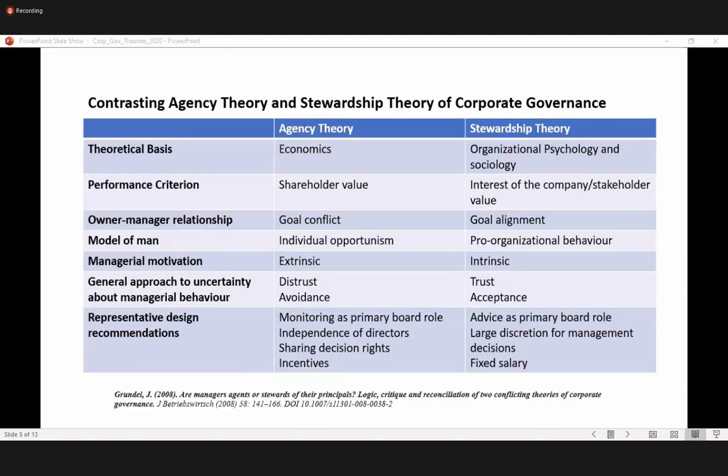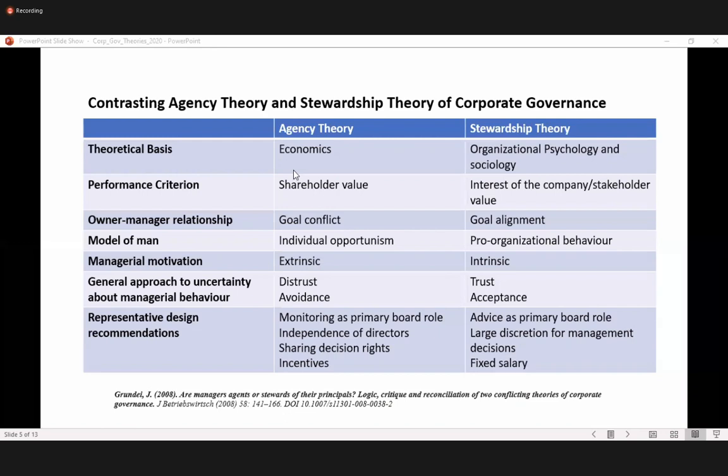Then there is a journal article by Jens Grundy, I think he's Austrian, that fits very much with the study of our agency theory and stewardship theory. The title is "Are Managers Agents or Stewards of Their Principals? Logic, Critique, and Reconciliation of Two Conflicting Theories of Corporate Governance." So now he contrasts these two theories, looking at different criteria.